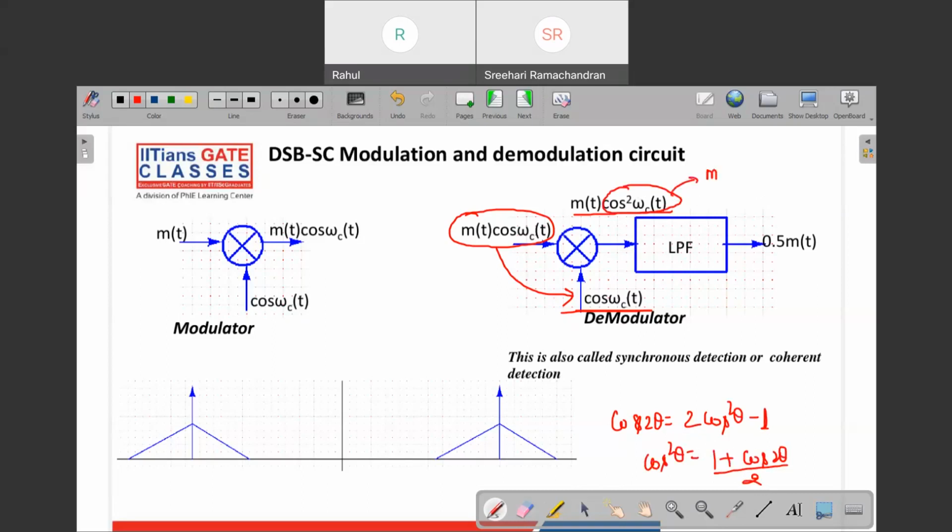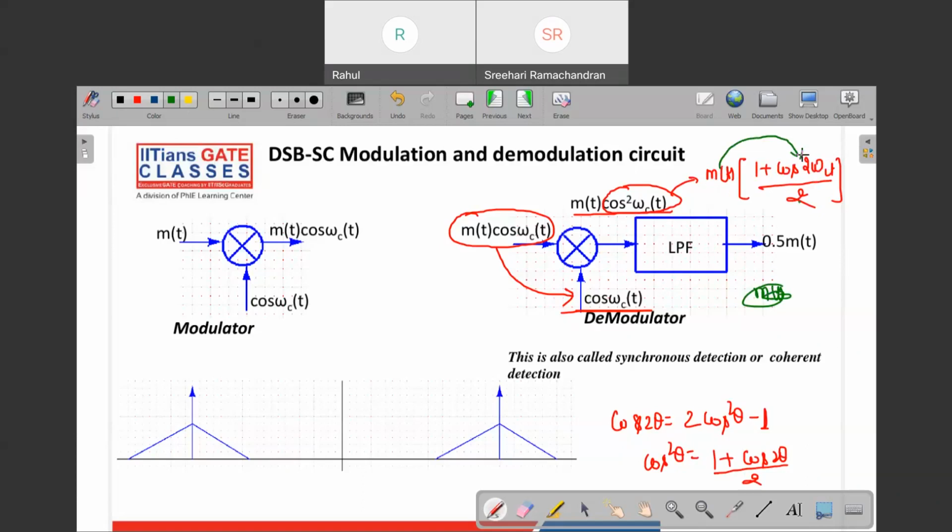So m(t) (1 plus cos 2 omega ct) by 2. If you see this complete thing, we have m(t) by 2 and we have m(t) cos 2 omega ct by 2. Now m(t) is a kind of low frequency signal, so m(t) by 2 will also be a low frequency signal, but this m(t) multiplied by cos 2 omega ct will be a high frequency signal.